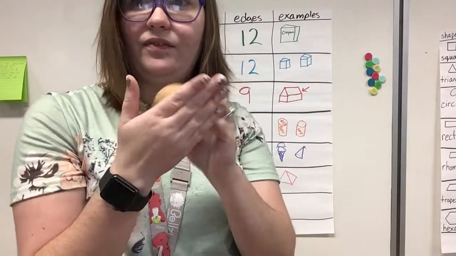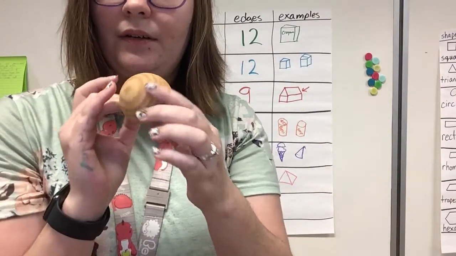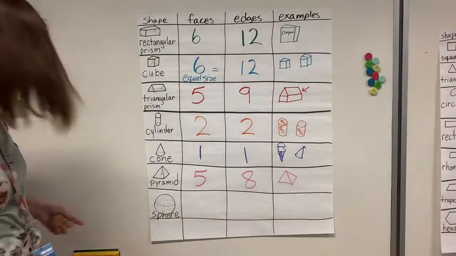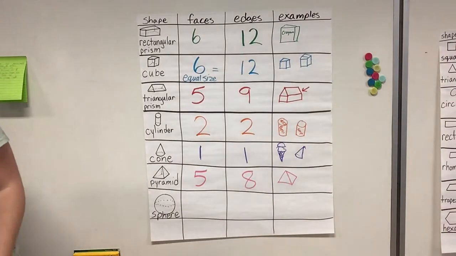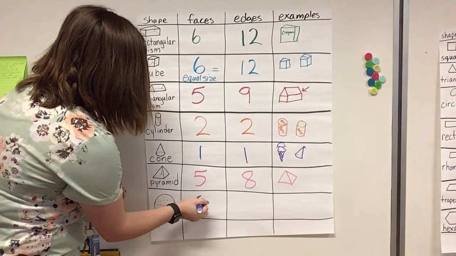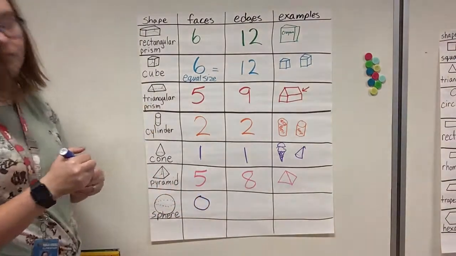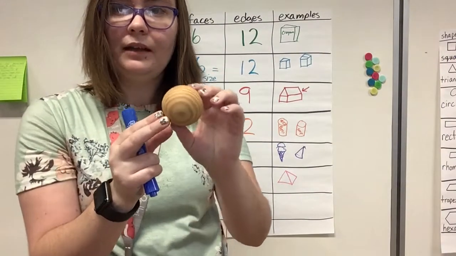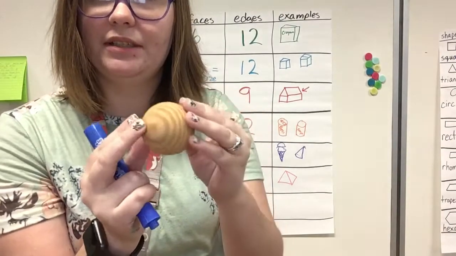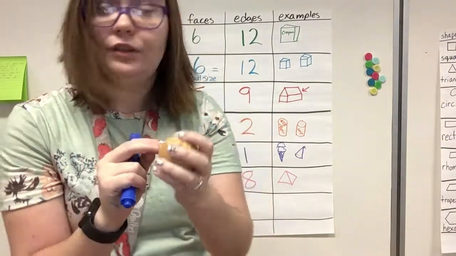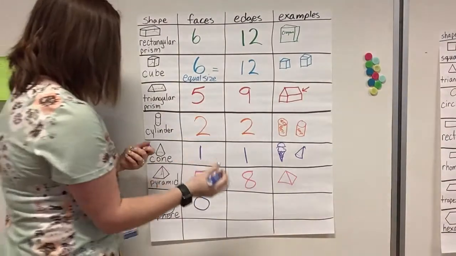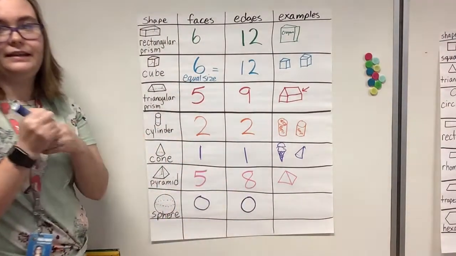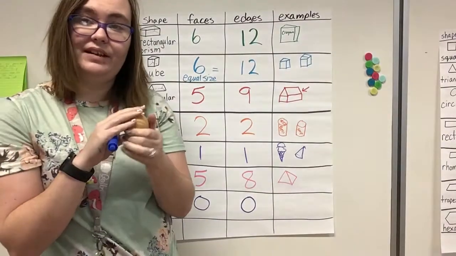Does it have any flat faces? No, it doesn't. It is completely round. So, a sphere has 0 faces. Because it is round all the way around, it has 0 faces. Do you see any straight edges? No, there's no edges either. So it is a 0 there. It is very round. It doesn't have anything.